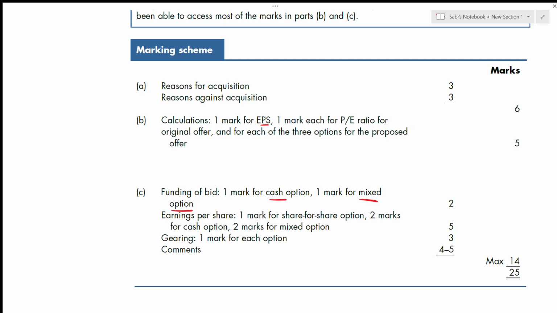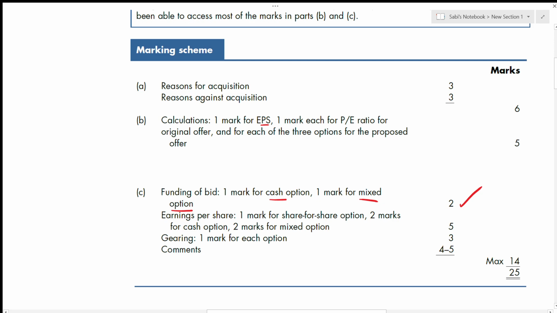So when cash is not changing hands, no need to worry about finance. You don't need further finance for the acquisition. That's why the fully share option is not here. So that's how the first 2 marks come. Let me put a tick mark.